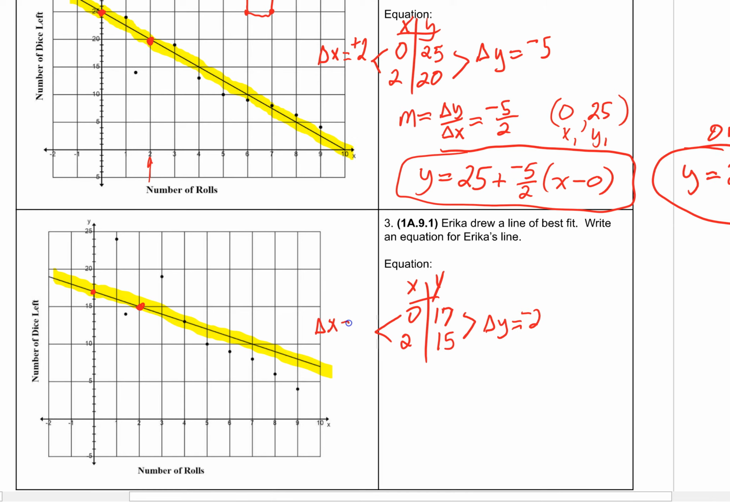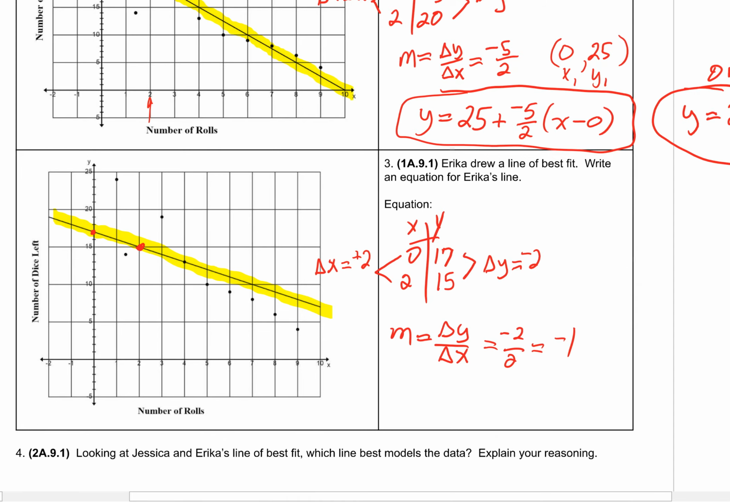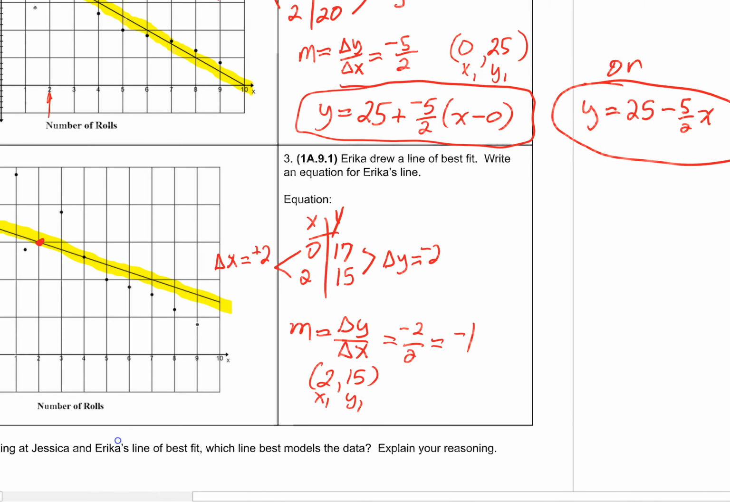Delta x, it's going up. You are increasing by 2. And your m is delta y over delta x. And that's negative 2 over 2. Negative 2 over 2 is just going to get you a negative 1 if you'd like to reduce and simplify it. Well, right now you can choose a point. I guess I'm going to do something a little bit different, guys. I'm going to choose the 2, 15 just as a matter of letting you know that you can do that.